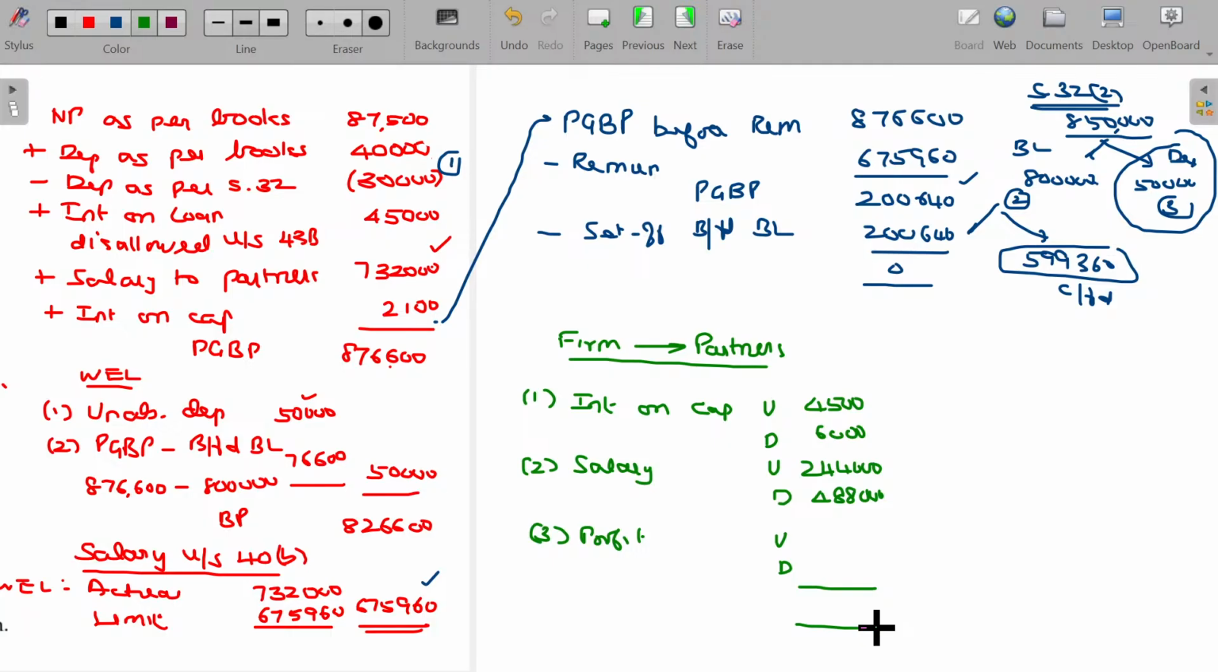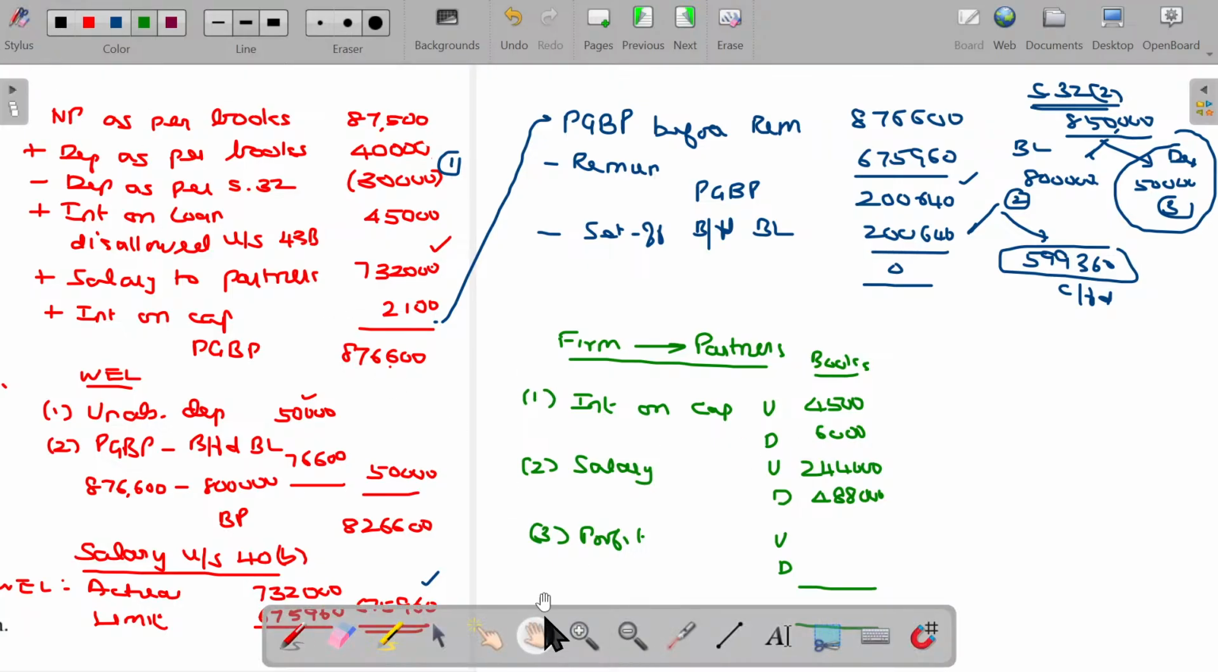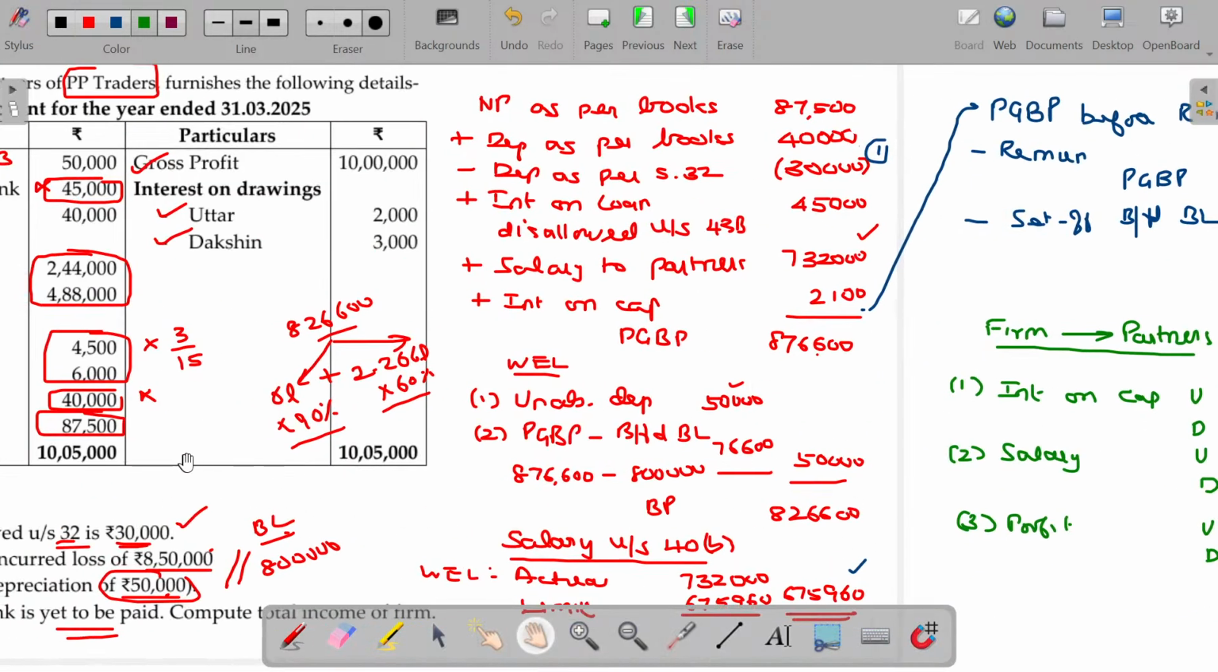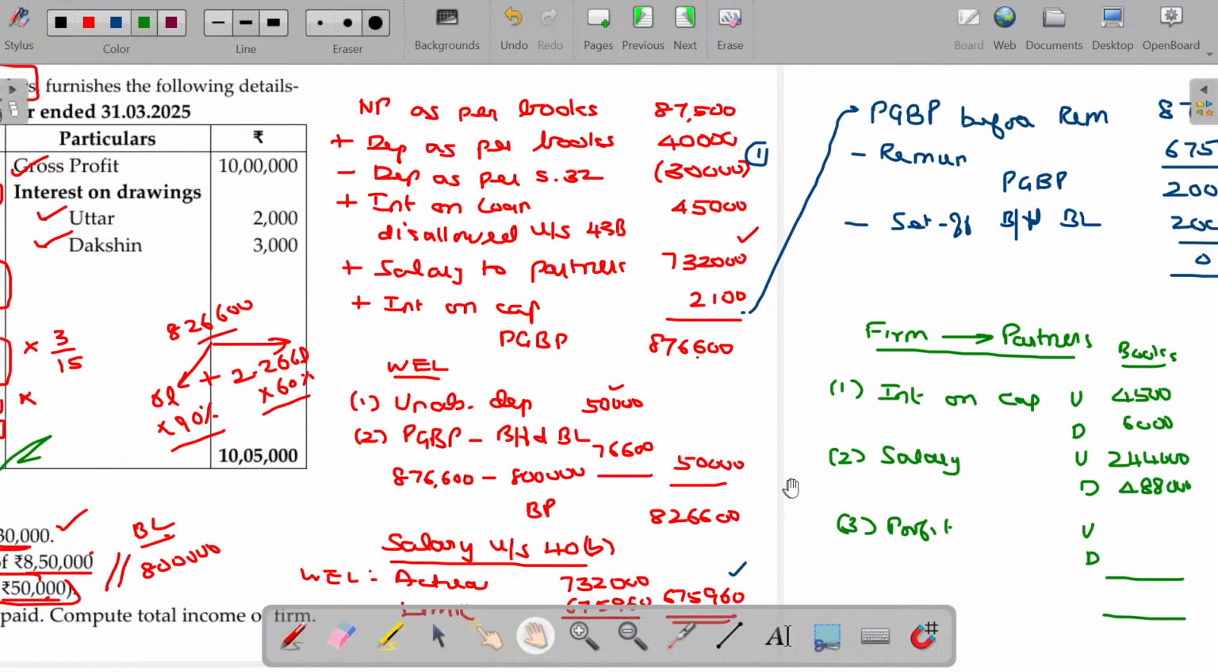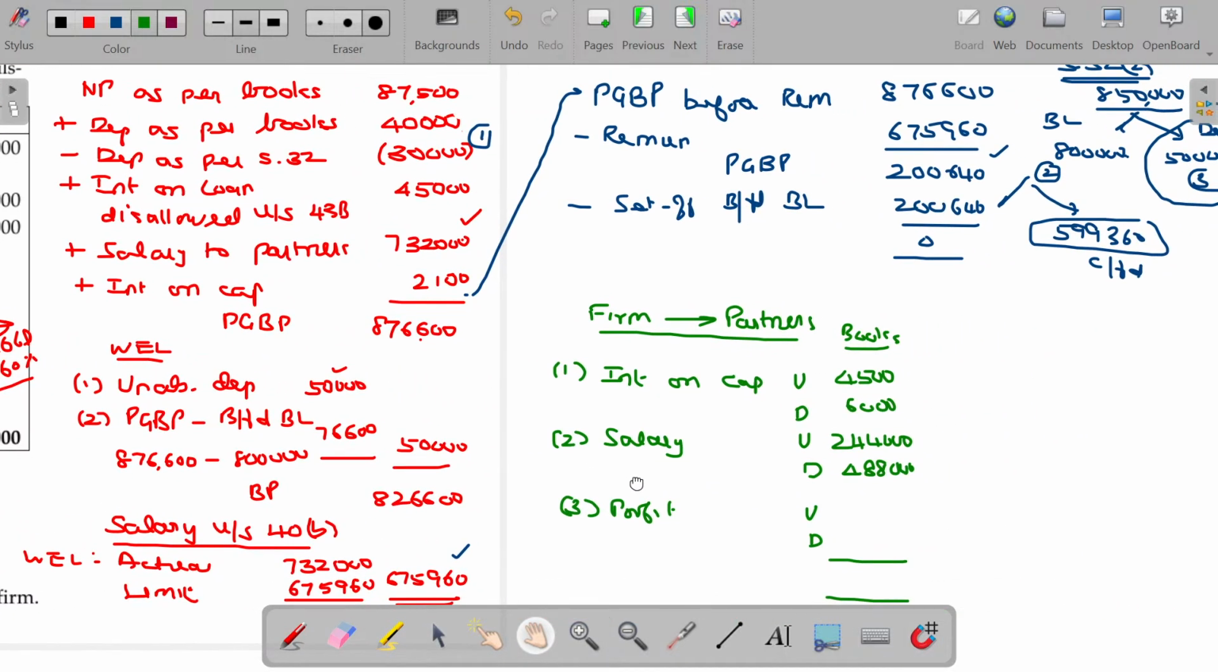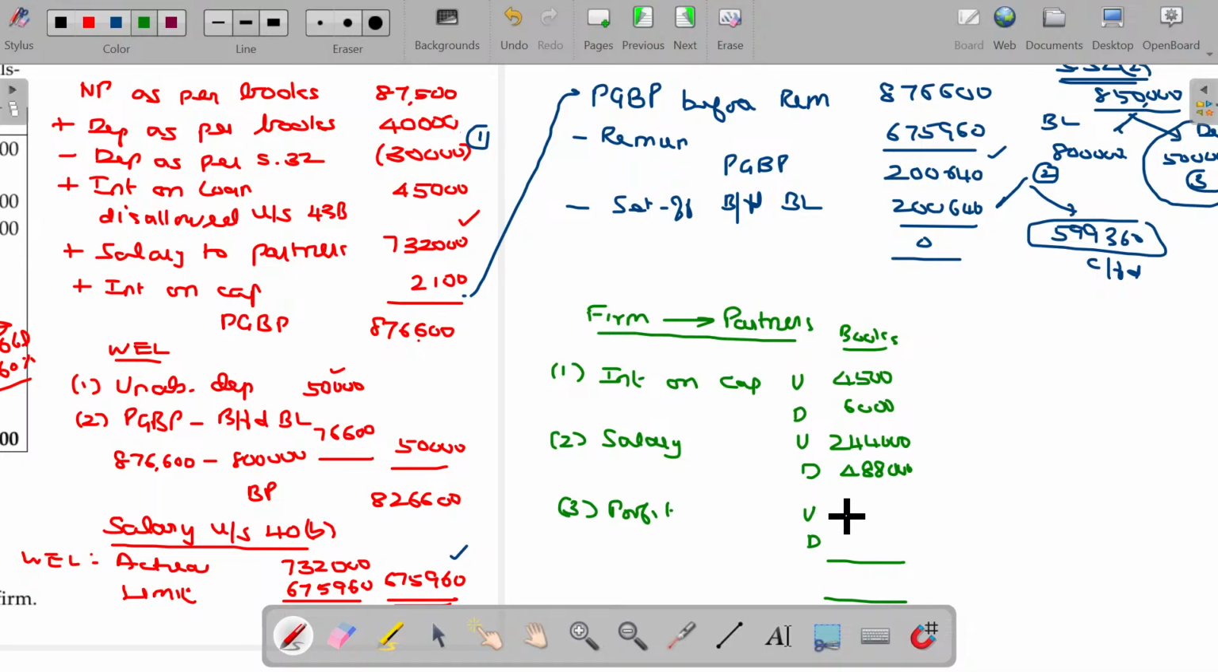So the profit as per the books, all these things are as per the books, the profit being 87,500, shared between these two equally. How much is that? 43,750, am I right? 43,750. These are the payments done by the firm to partners as per the books.